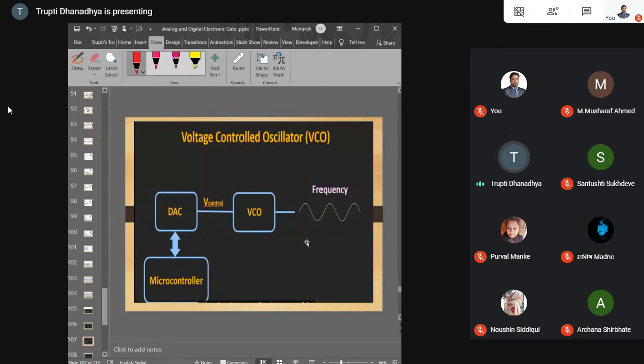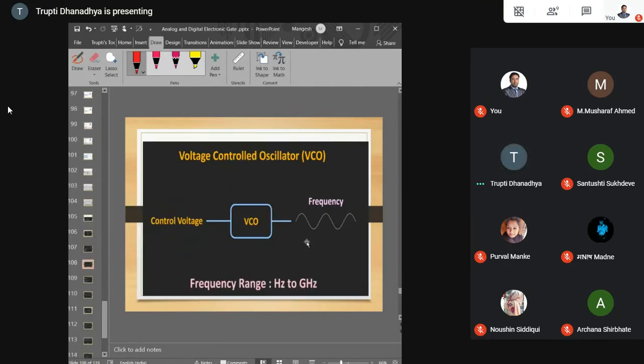So by using the microcontroller or a number of power electronic devices or advanced controllers, we can design our VCO for our needs. The range for the VCO is from hertz to gigahertz. We can operate this voltage controlled oscillator for the range of some megahertz to gigahertz. It depends on you, but the range is gigahertz.